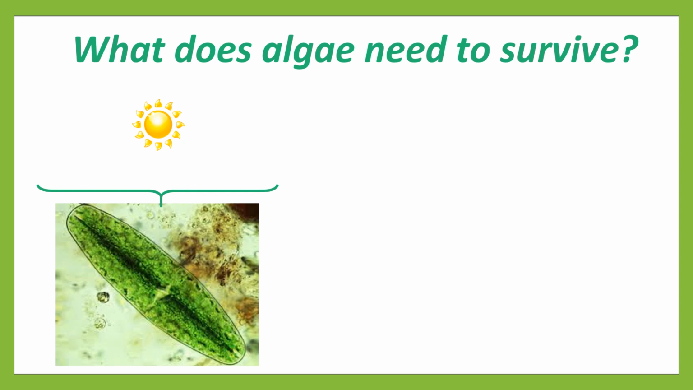Remember, algae are photoautotrophic, so we know they need sunlight. They also need water, just like all living things do. Algae are aquatic, so water is very important. They also need important nutrients like nitrogen and phosphorus. As we know, algae make their own energy by fixing atmospheric carbon dioxide, so CO2 is a must as well.